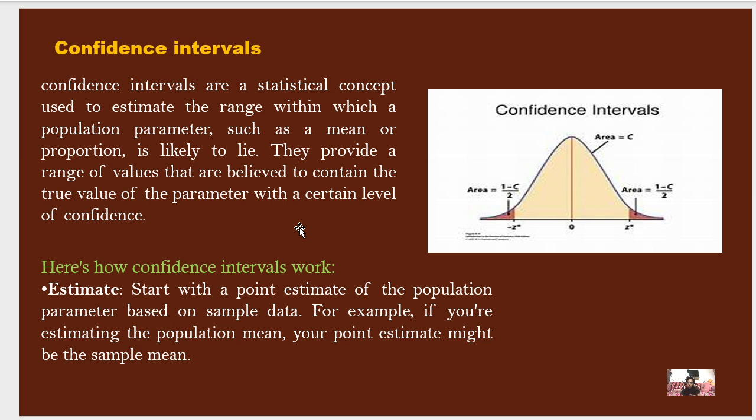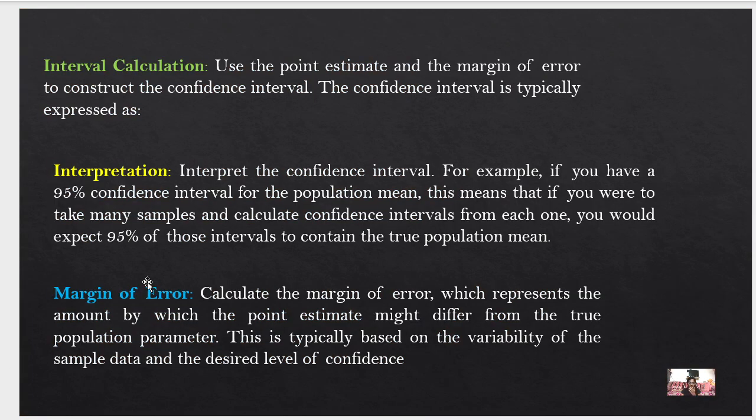First thing is estimation. Start with a point estimate of the population parameter based on the sample data. For example, if you are estimating the population mean, your point estimate might be the sample mean. Next is interval calculation. Use the point estimate and margin of error to construct the confidence interval. Then interpretation.